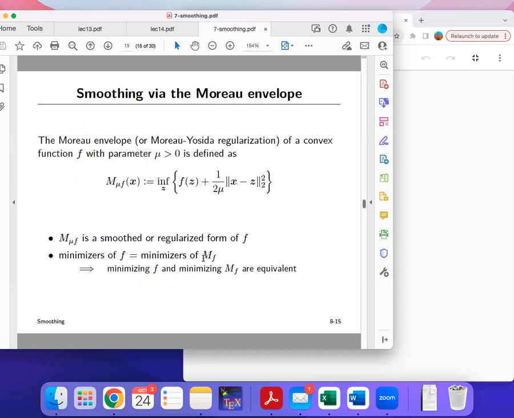So today we are going to formalize this idea of smoothing using the so-called Moreau envelope definition. Sometimes we call it the Moreau-Yosida regularization. This is a technique to construct smooth functions in a systematic way. Specifically, the Moreau envelope of a convex function f with parameter mu is defined as follows. Let's first look at this definition, and then we will discuss its relation to the proximal mapping.